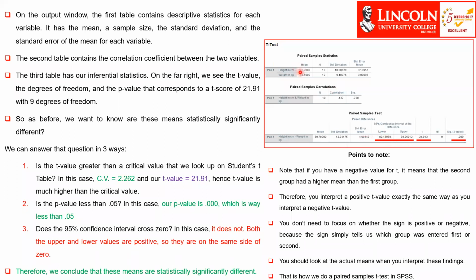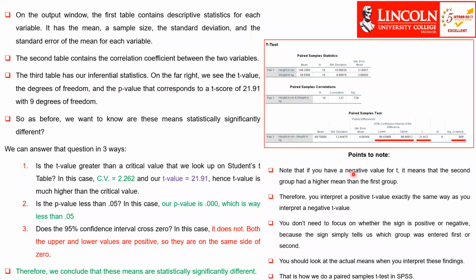If we look at it from here, you see that the value of your mean here is far higher than the value of the mean of this particular variable. But again, to further prove that, from our inferential statistics, it shows that all the tests tell us the same thing. They tell us that they are significantly different.